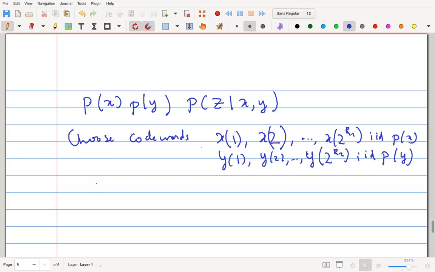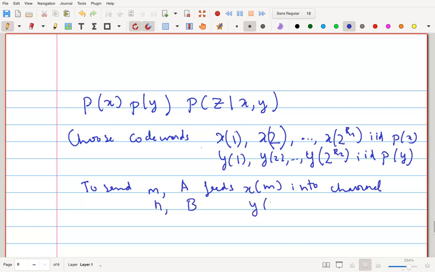And now the encoding strategy is very clear. To send message number m, Alice feeds the mth code word xm into the channel. And to send message number n, Bob feeds yn into the channel. So far, so good.